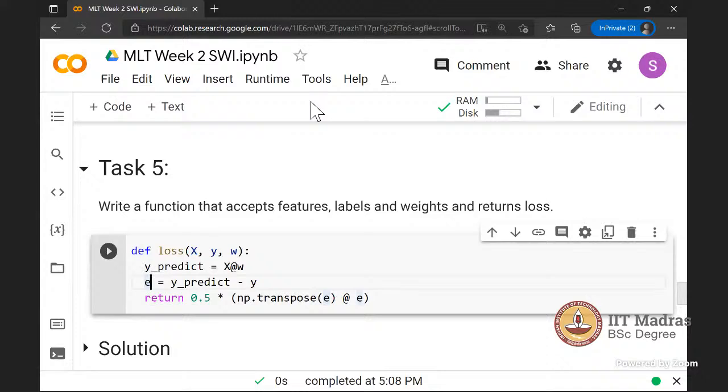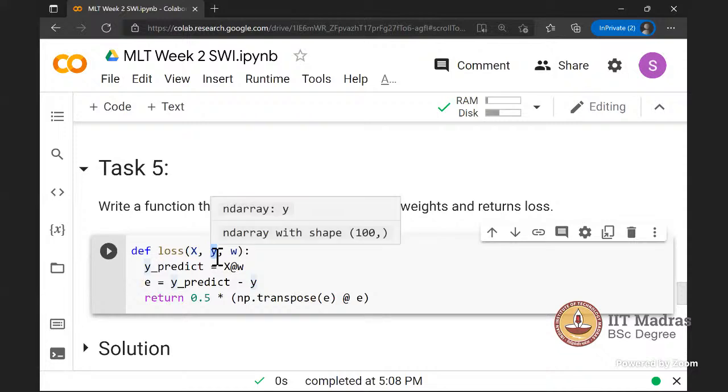Okay. Sir, I have a doubt. No, it will be a vector. Yes, please go ahead with the doubt. Sir, when we're defining the function, even y and w will be vectors, right? So shouldn't they be capital as well? Y and W should be vectors. They should be capital.